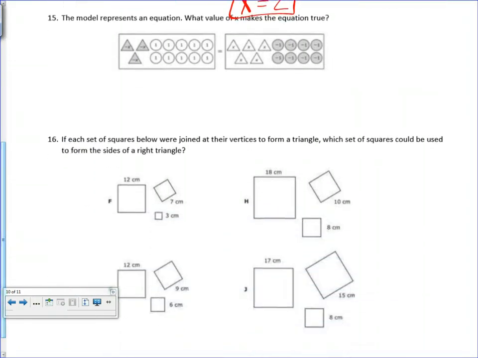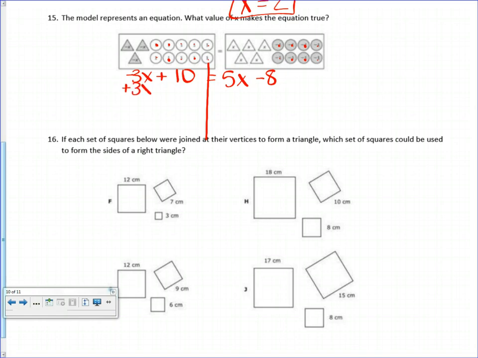Number 15. The model represents an equation. What value of x makes the equation true? So you have negative 3x plus 5, 6, 7, 8, 9, 10 equals 5x minus 1, 2, 3, 4, 5, 6, 7, 8. My first step is I'm going to get my x's together on the same side. Because I have a negative 3, I'm going to add a positive 3x. So I get 10 equals 8x minus 8.